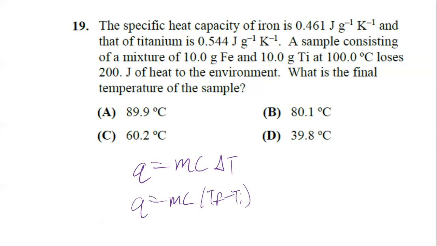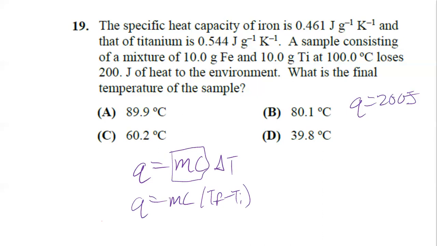Now, what's going on here is that we have a sample that's a mixture of iron and titanium. So it makes this part a little more tricky in some ways, and in other ways we can simplify it. We know that there's 200 joules, so that's our Q. We could separate it into two equations. They have the same initial and the same final temperature, so that delta T could be the same. But what changes is their mass and their C.